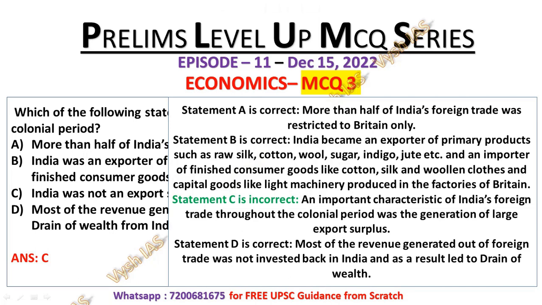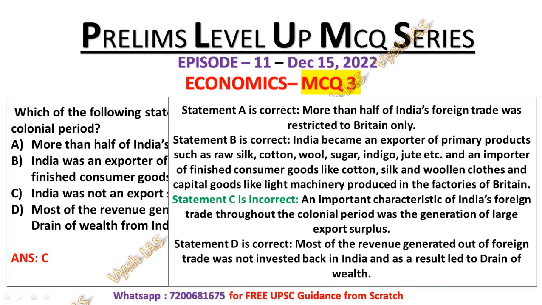Statement B is also correct because India became an exporter of primary products such as raw silk, cotton, wool, sugar, indigo, and an importer of finished consumer goods like cotton, silk, woolen clothes, and capital goods like machinery produced in the factories of Britain. Statement C is incorrect because an important characteristic of India's foreign trade throughout the colonial period was the generation of large export surplus. You should know this point because it is very important, and that's why I put it in option number C.